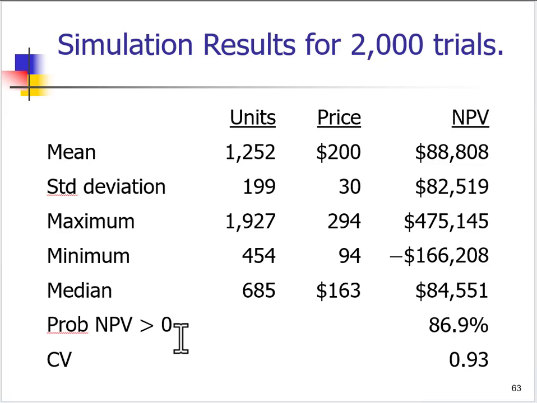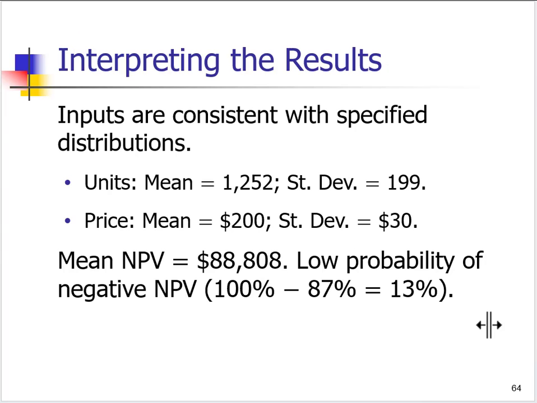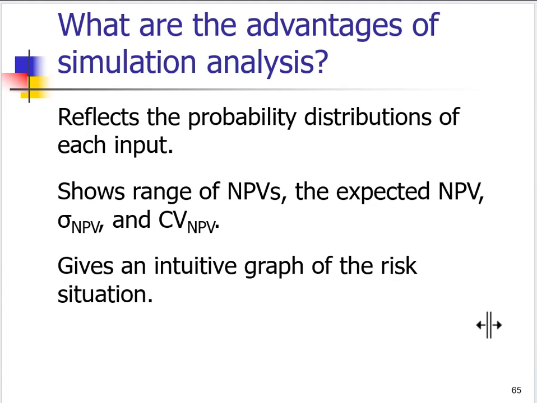What's the probability that net present value is going to be greater than 0? 86.9%. So this is the kind of statistic that we get from these results. So there's a low probability of negative net present value from this particular analysis, right? There's only a 13% chance that it would be negative. So again, we're applying this thought process to a project to try to determine what's the chance, right, that it's going to create value or not create value.